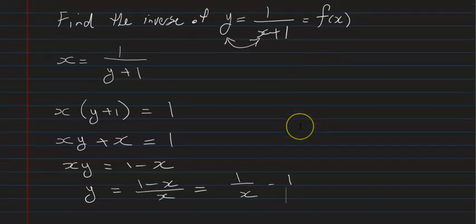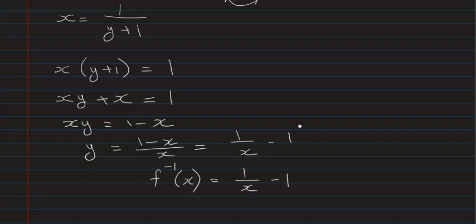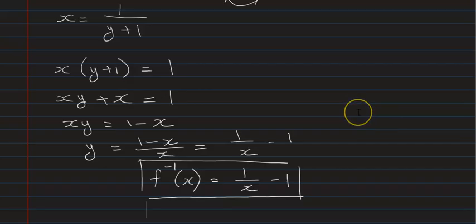The final answer, the way we write it in terms of notation, we write it as f inverse of x. The inverse of the original function is equal to 1 over x minus 1. And that is our equation. Very simple. Now let's look at it graphically.